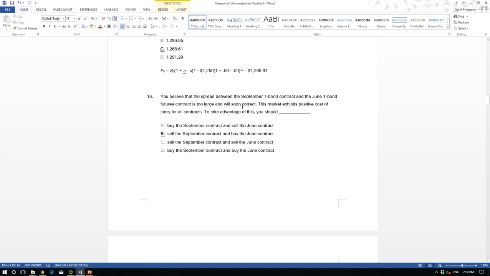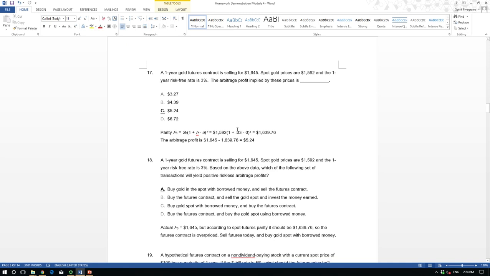Which one has higher value? Well, the September T-bond will have higher value than the June T-bond, right? And the difference is too big, which means the September T-bond is overvalued and the June T-bond is undervalued. So you buy low, sell high. Sell the overvalued, which is the September contract, and buy the undervalued contract of June. So the answer is B.